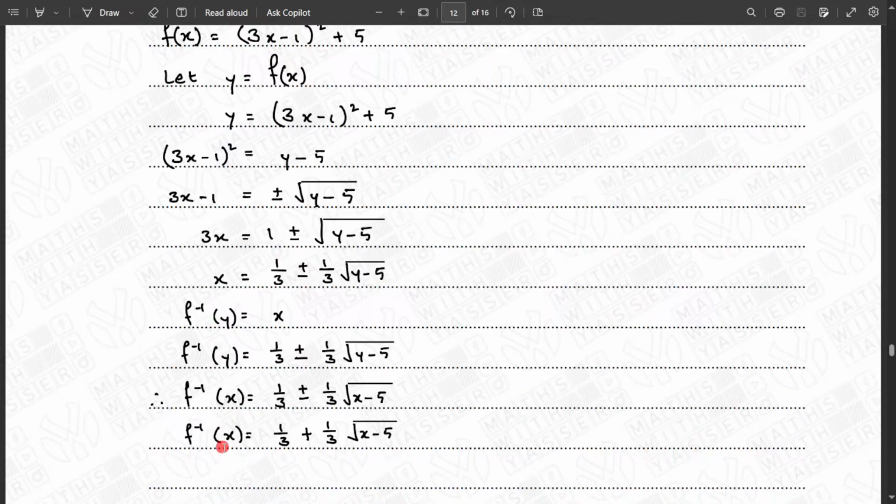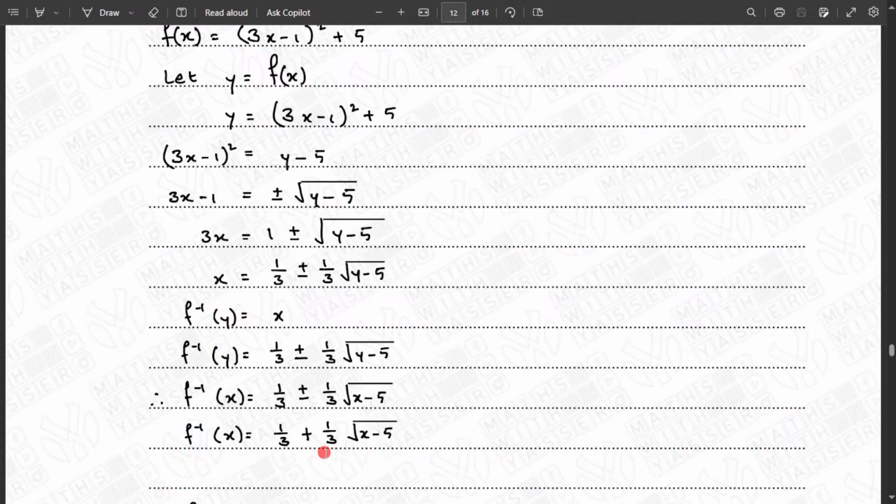But since we know that x is greater than or equal to 1/3, that means we cannot take the negative. We cannot have 1/3 minus 1/3 of the square root of x minus 5. So our final answer should be 1/3 plus 1/3 of the square root of x minus 5. That will give us a value which is greater than or equal to 1/3.